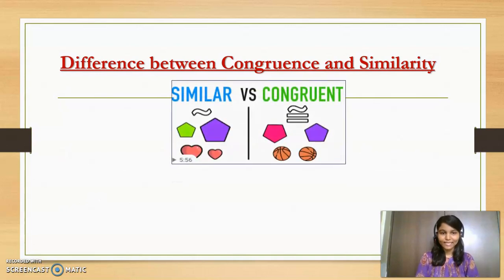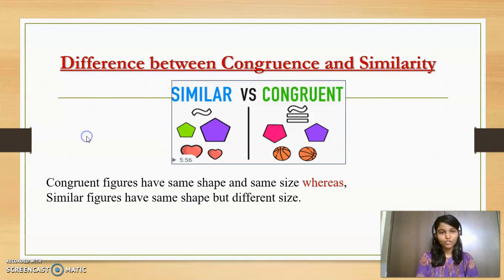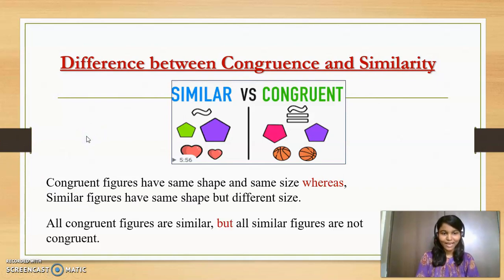Now, if you look at this example, we can say that similar figures are those figures which have the same shape but different sizes, whereas congruent figures are those figures which have the same shape as well as the same size. Also students, remember one more statement: all congruent figures are similar, but all similar figures are not congruent. Similarity can be written with the help of this sign, whereas congruency is denoted by this sign.